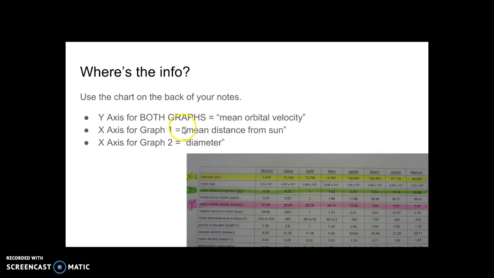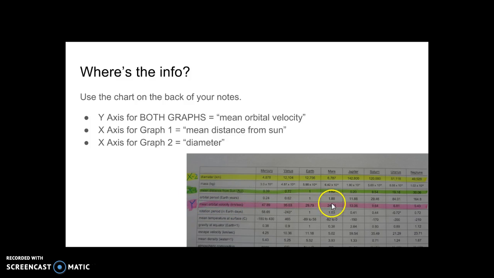You are going to get this information using the chart on the back of your, well, it's not really notes, on the back of your questions. The y-axis for both of your graphs, because this is what we're really interested in, it's like our dependent variable, what's responsible for causing it, is the mean orbital velocity. Notice that I marked it here on my example with a y for y-axis.